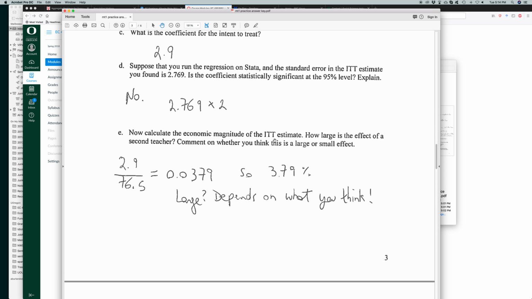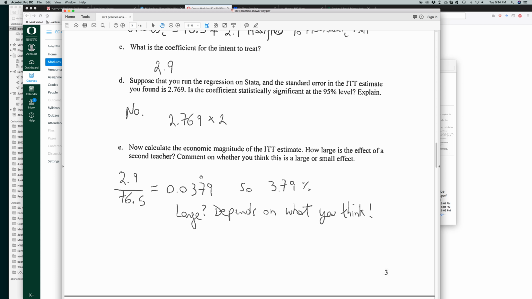Now calculate the economic magnitude of the ITT estimate. As we've seen, to calculate the economic magnitude of the ITT estimate, you take the ITT, which is 2.9, and divide it by the average of the control group, which is 76.5, and you get 0.0379, which is 3.79%. So the treatment has changed grades by 3.79%.